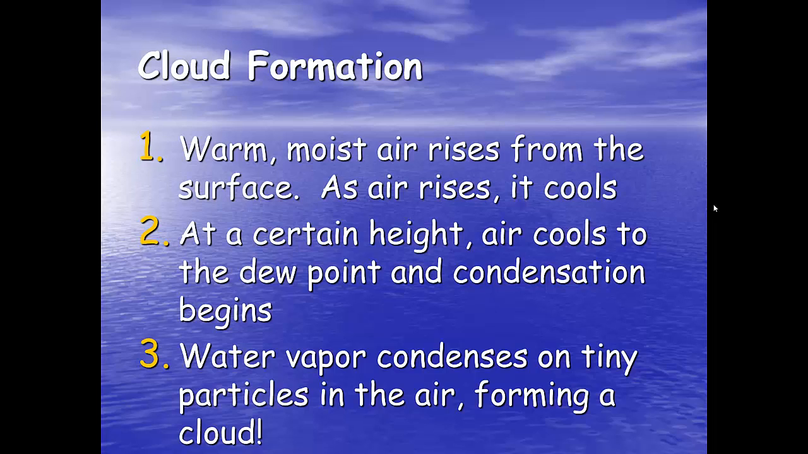At a certain height, air cools to the dew point and condensation begins. The dew point is just that point where it gets cool enough that warm water vapor cools enough and becomes water droplets, and that's condensation. Then the water vapor condenses on tiny particles in the air, forming a cloud. We talked about this during the condensation step of the water cycle video.